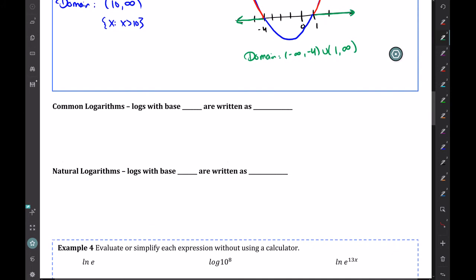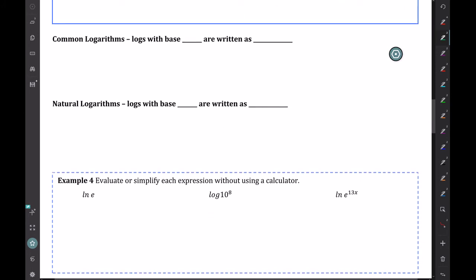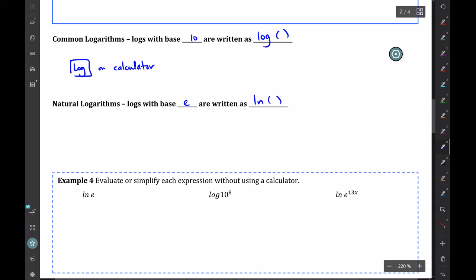Alright, the last little bit here in this section, we want to look at common logarithms, logarithms that show up a lot. So logs with base 10 are just written as log, and logs with base e are written as natural log, or ln. Okay. These are common, and like I said, this is the log button on your calculator. And if you want log base e, you're going to hit the natural log button on your calculator.